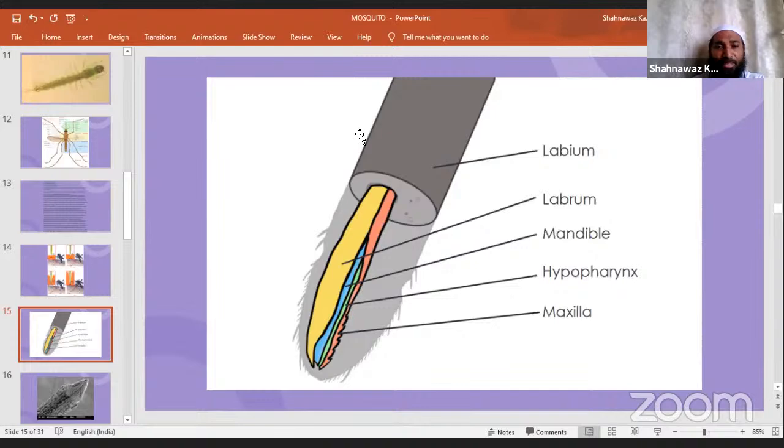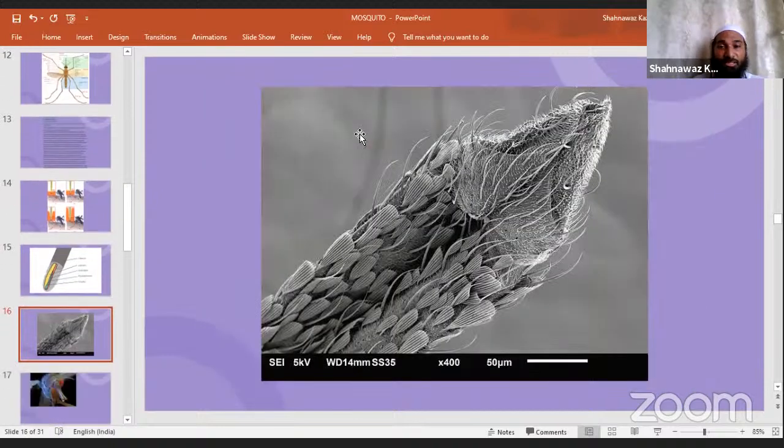The outer thing is the labium, and then there are the mandible, the maxilla, and the hypopharynx, which are the parts, but they're actually like 6 needles, and these have about 48 teeth that we say. This is the electron microscopy photograph of the tip of the proboscis, and then one part will come out of this, and then we'll cut the skin.